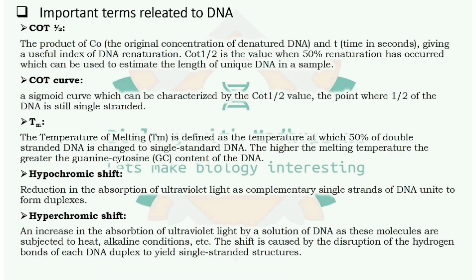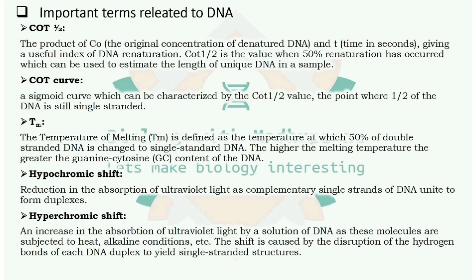So let's look at some important terms which usually come in university exams and national level exams like NET-GATE. So first we will be talking about the Cot half. What is Cot half? The product of Co, which is the original concentration of denatured DNA, and t, time in seconds, giving a useful index of DNA renaturation. Cot half is the value when 50% renaturation has occurred, which can be used to estimate the length of a unique DNA in a sample. So Cot half is actually the value in which one double-stranded DNA is halfway renatured and halfway denatured. So that is Cot half.